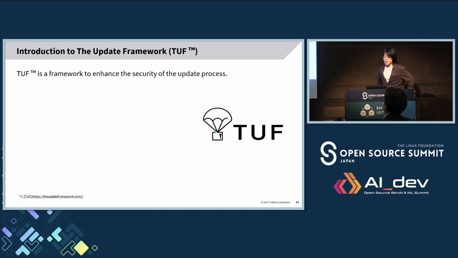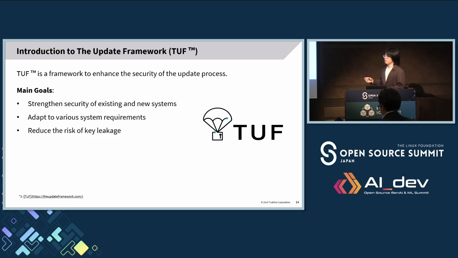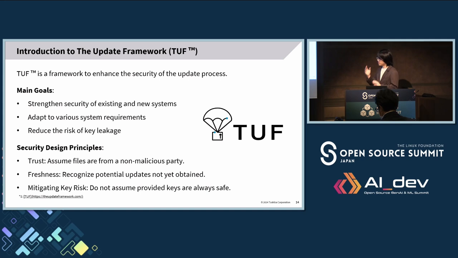So let me introduce the Update Framework, or TUF. TUF is a framework to enhance the security of the update process. It focuses on three main goals: strengthening security for both existing and new systems, adapting to various system requirements, and allowing flexibility. Even if a key is compromised, it can be replaced, reducing the risk of key leakage. TUF also follows three security design principles. It makes the existing update process more secure.